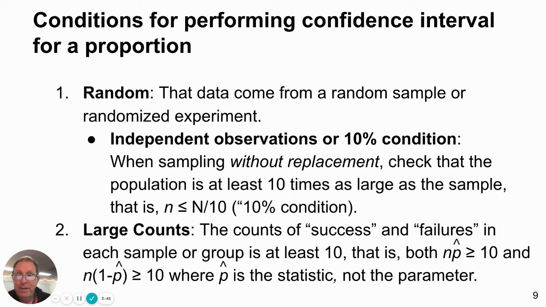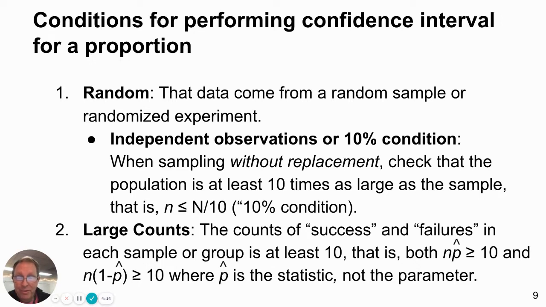The second is the independent observations, or the 10% condition. When sampling without replacement, we need to check that the population is at least 10 times as large as the sample. We're calling that the 10% condition. And the third condition is the large counts condition. In this condition, the counts of success and failures in each sample or group is at least 10.